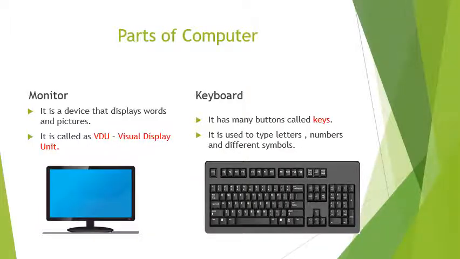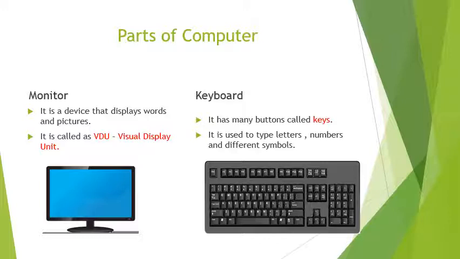So the first part is monitor. You can see the blue picture. Monitor, it is just like a TV screen. Whatever work we do on computer, we can see that work on a screen, and that screen is called a monitor. It is a device that displays words and pictures. It is also called as VDU, and the full form of VDU is Visual Display Unit.